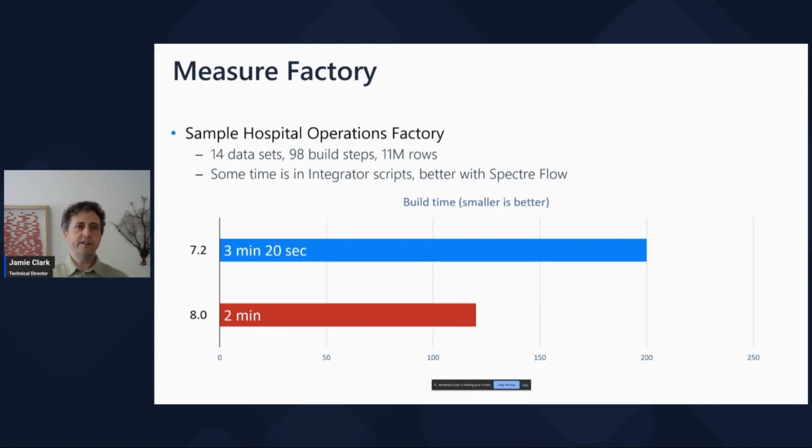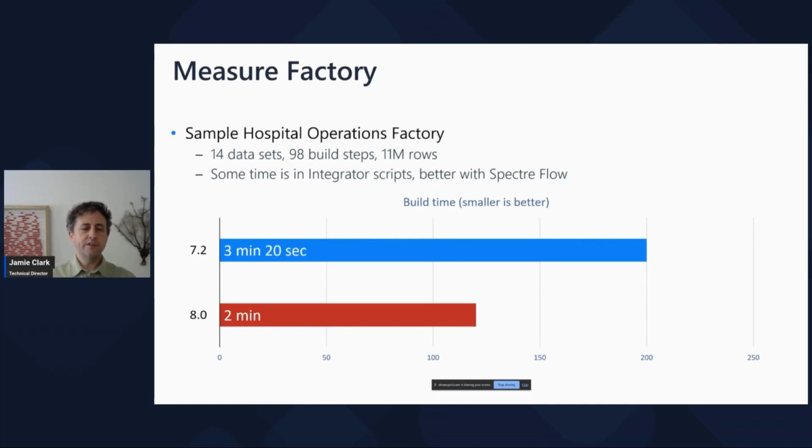Now let's bring Measure Factory into the picture. I have an example here from a hospital operations factory. The data volume in this one isn't very high, but the complexity is there. It's got 14 different data sets, 98 build steps because of all the data flowing back and forth between those data sets.